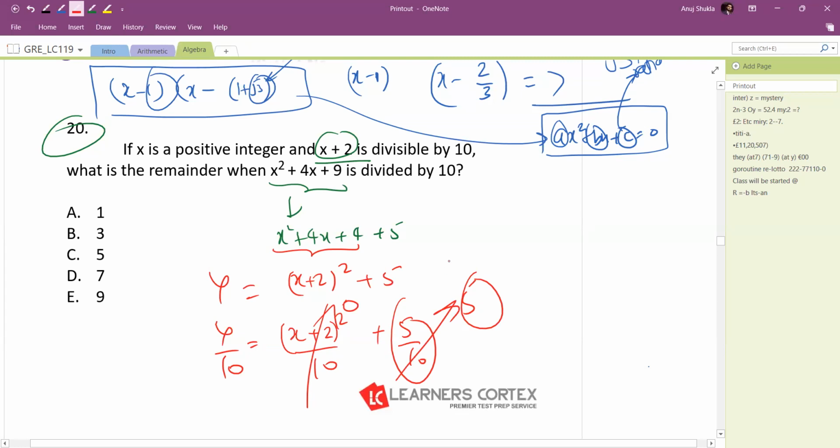But what if we substitute 8? Yeah, that is also one method. This is the basic method you should know. Sometimes this method saves a lot of time. So this is one method that you can use.